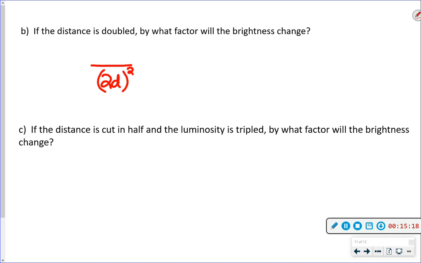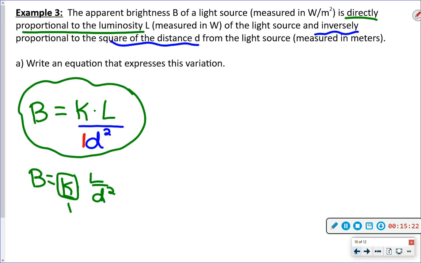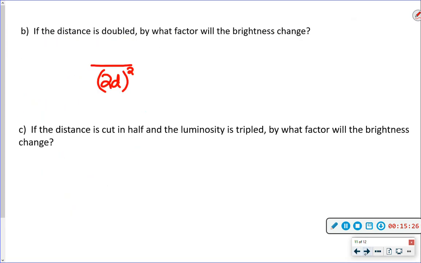By what factor the brightness will change? Okay, so that's the only thing they're changing. So I'm just going to fill in the rest of my equation. The B equals the K and the L on the top. Okay, B equals. And of course, I'm going to simplify out that 2d squared on the bottom. 2 squared, 4.